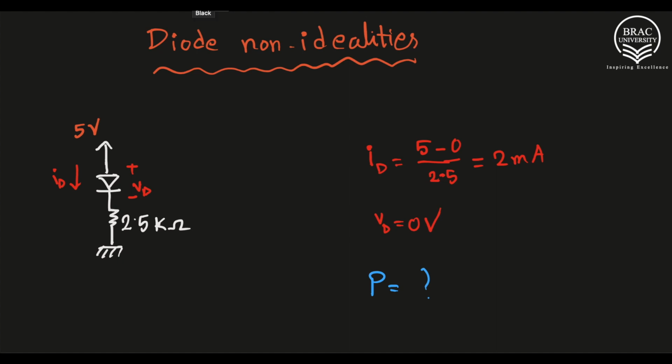So far in the last videos, we have assumed that our diode is an ideal diode. For an ideal diode in the on mode, the diode acts like a short circuit, and in off mode, the diode acts like an open circuit. This is the model of an ideal diode. But as we know, in real life, there is nothing ideal. So we will discuss some non-idealities that real diodes have.